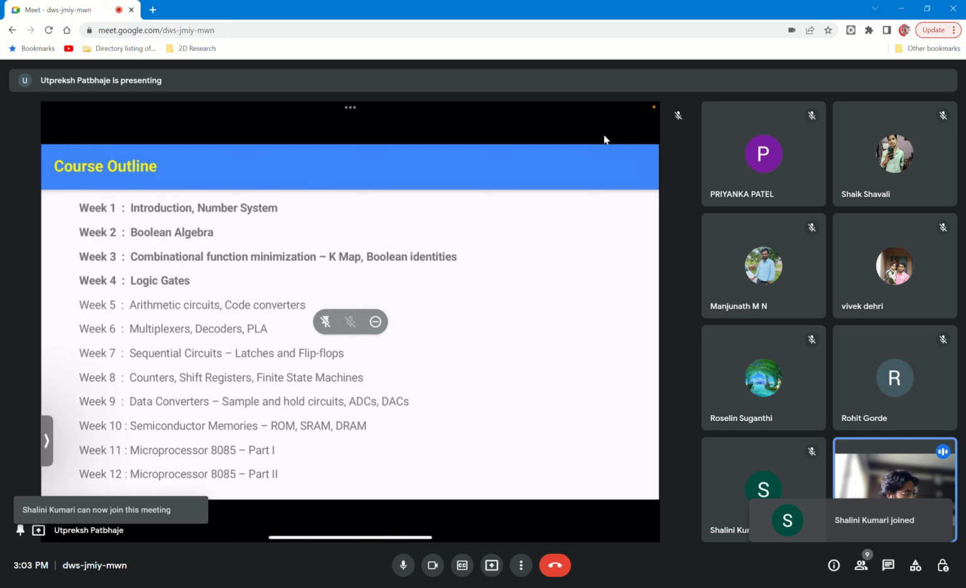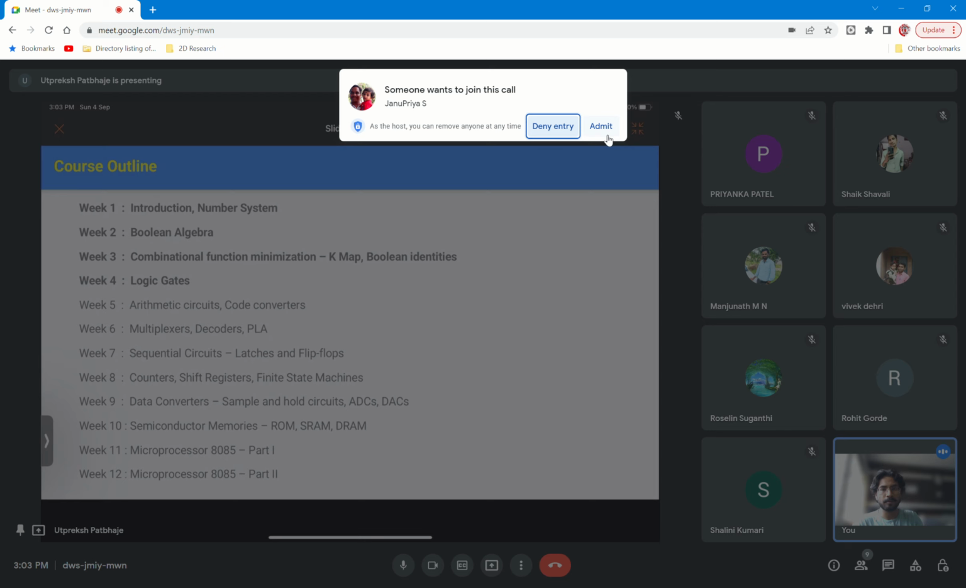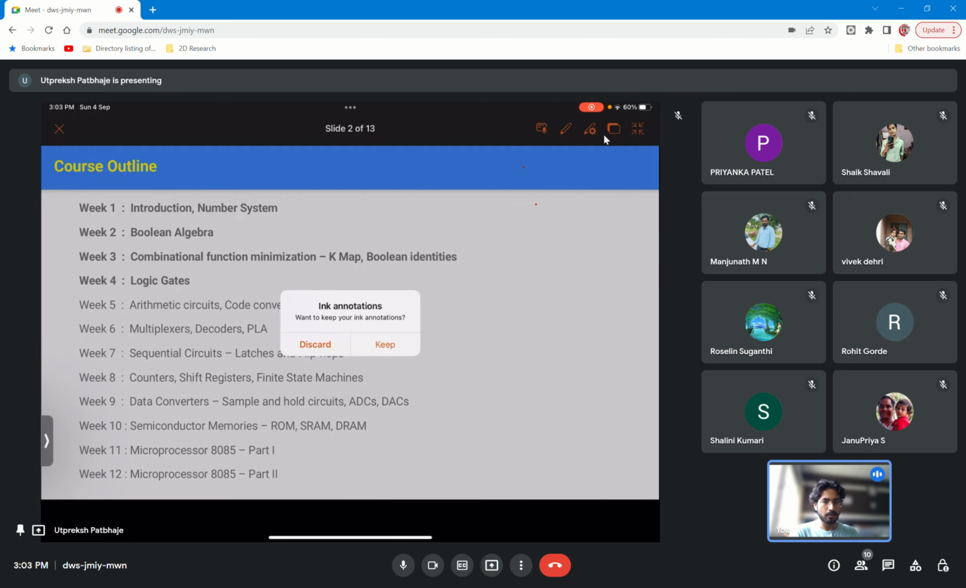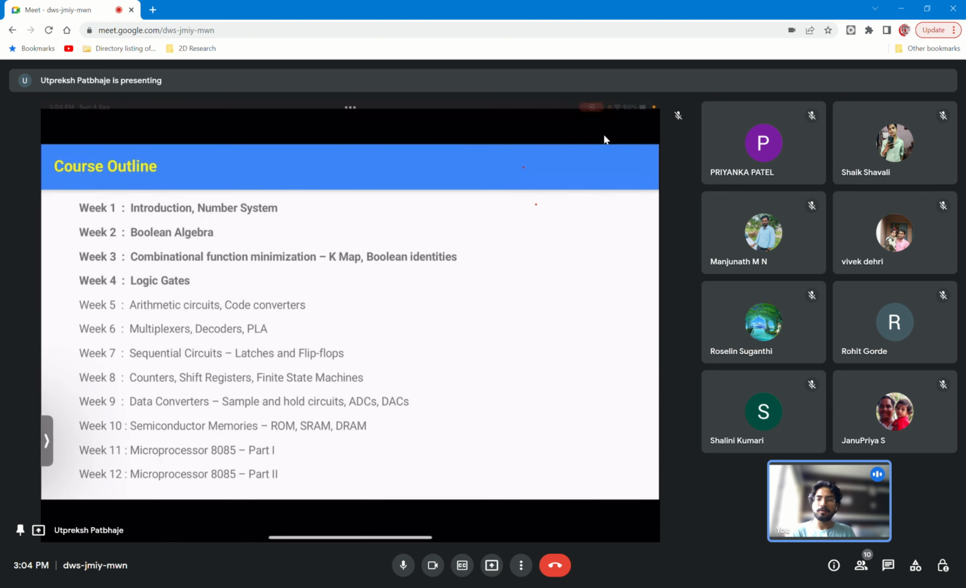So, as you are aware, and you are probably even more advanced than what I am covering. Till now we have covered introduction, number systems, in which we studied different number systems, and then Boolean algebra, some basic properties over it. In combinational functional minimization, we spent a good amount of time, and we learned how to minimize the functions using K-map and how to apply Boolean identities and why K-map is a better thing to use. Then we arrived at logic gates, and we will be starting with logic gates in this session.